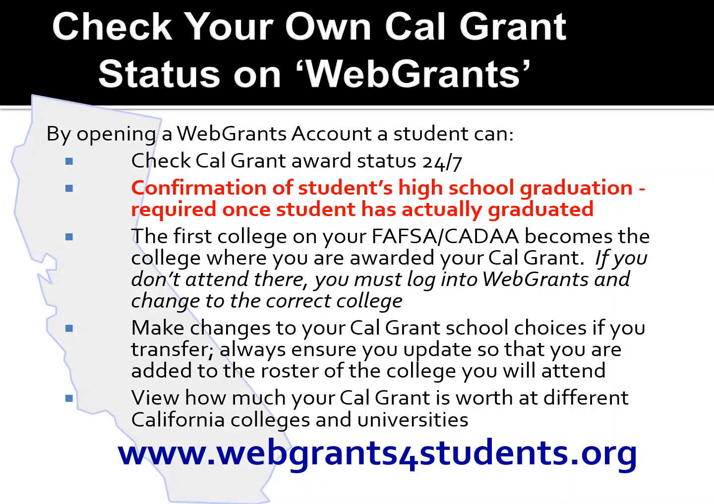And I mentioned that you can take a look once you receive a Cal Grant. If you receive a Cal Grant, you could take a look at your own status. You could log into Web Grants for students, and here you could check your Cal Grant award 24/7. You could confirm your student's high school graduation, which is required once a student has graduated. You could also list your college, and this is actually something you have to do. You have to list the college in which you'll be attending, so that way they know where to send the Cal Grant. So that's very, very important.